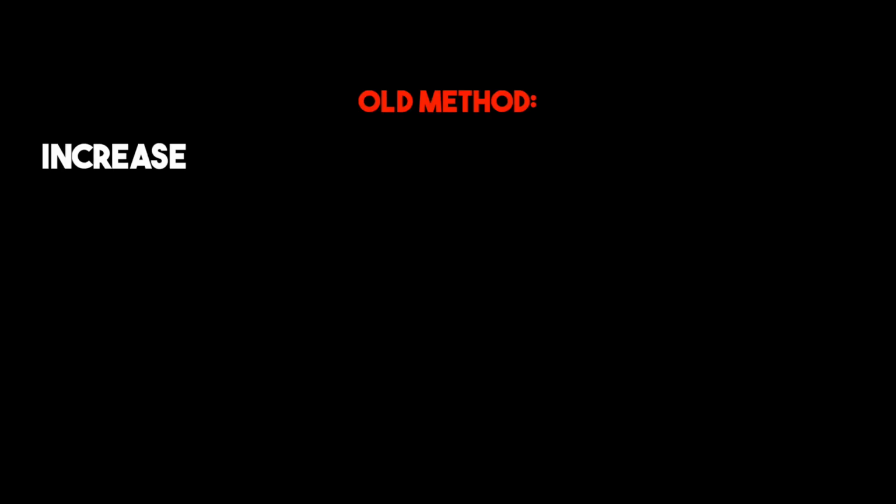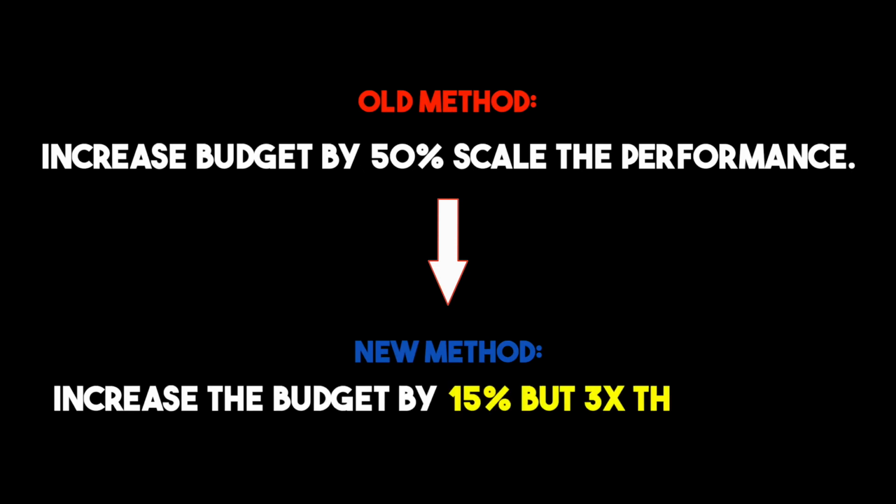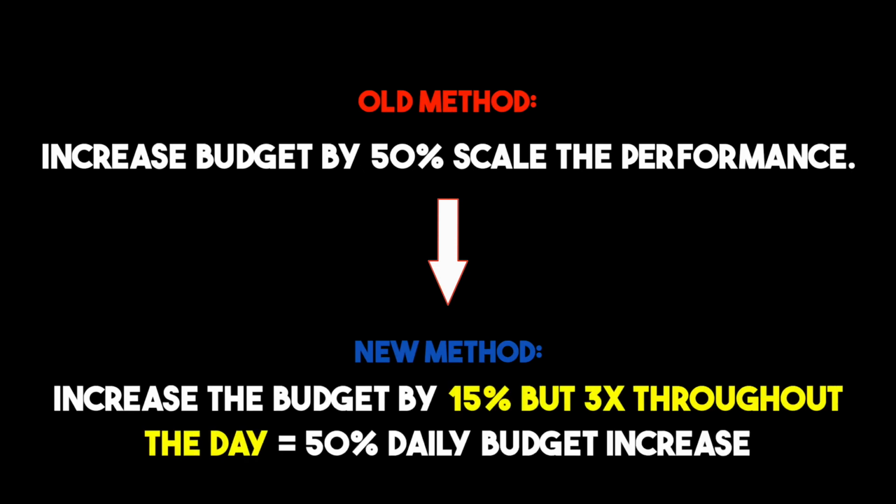Instead of increasing that budget by 50%, which will lead to your ad set exiting the learning phase and having to relearn all the things it has already begun to learn, and risking that the performance of your ad set will be completely thrown off, you only increase 15% in the morning, 15% an hour later, and 15% maybe throughout the afternoon when scaling that ad set.